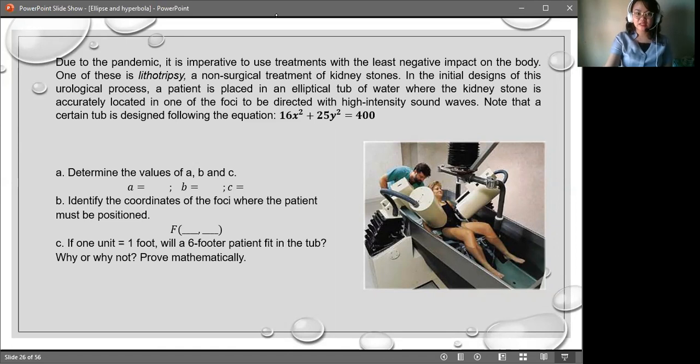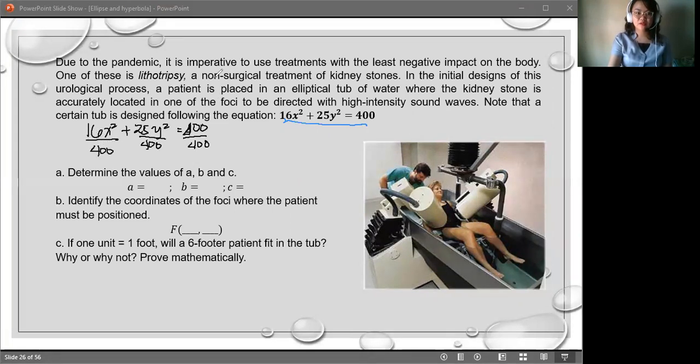Let's see. We identify the standard form of equation of this given here. To be able to do that, let's check. This is 400, and that must be equal to 1, right? So to be able to change that to standard form, we have 16x² + 25y² = 400. We simply have to divide all terms by 400.